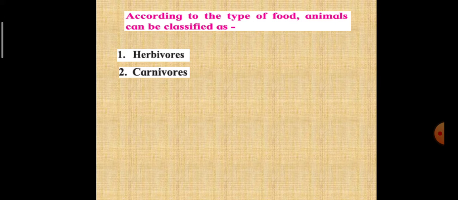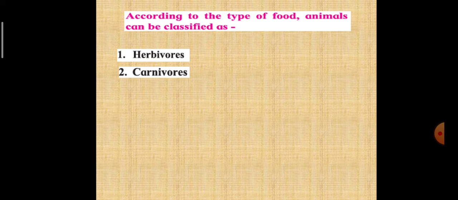Maybe a deer. Now, what is a deer? What type of food does it eat? It is a herbivore. It is dependent on grass. So, indirectly, the tiger is dependent on grass also. And that is why carnivores are indirectly dependent on plants for food.